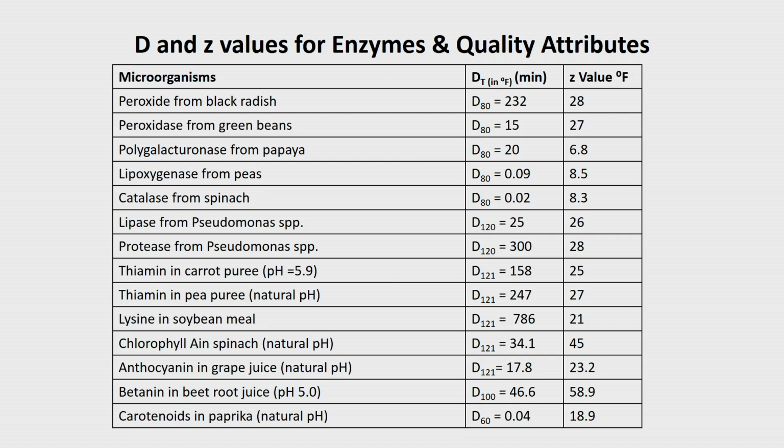So peroxidase from black radish, peroxidase from green beans, catalase from spinach, and thiamine in carrot puree, which is at pH 5.9. So if I give 121, which is nothing but a sterilization temperature, the D value is about 158, and the Z value is 25. So this is the way I combine D and Z values and get my quality attributes for the particular thermal processing.